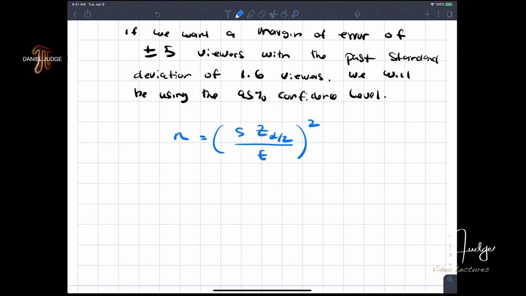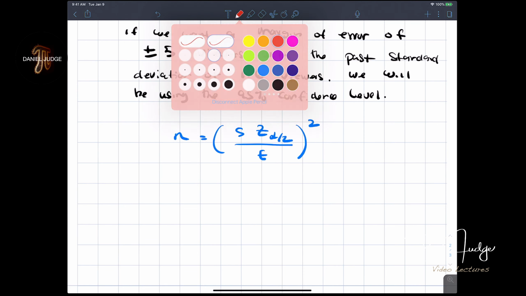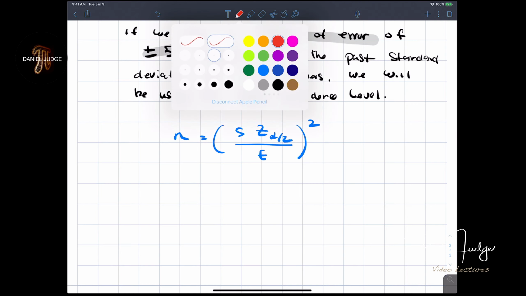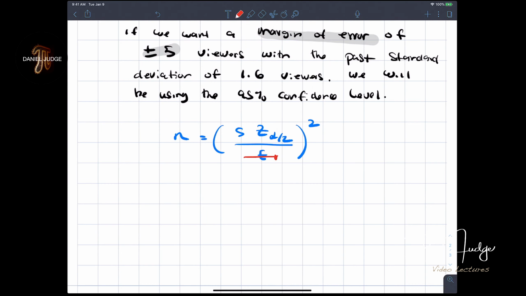So I'm going to have to find every one of these values. You say, what do you mean? We have a margin of error. They want the margin of error here to be plus or minus 5. So the error value here is going to be 5. S here, ladies and gentlemen, is the standard deviation. Now, I'm going to talk a little bit about this. They say not just standard deviation of 5, of 1.6 in this case.